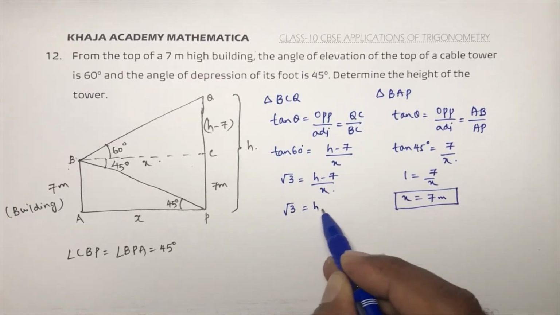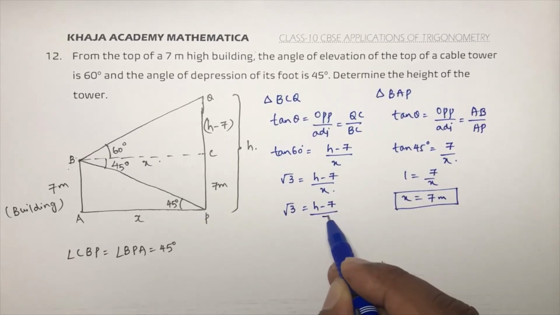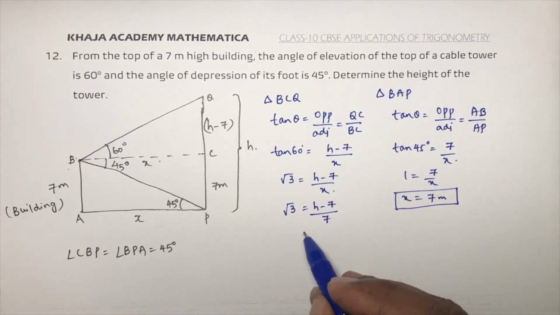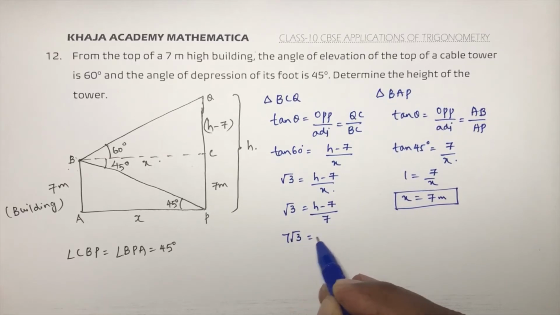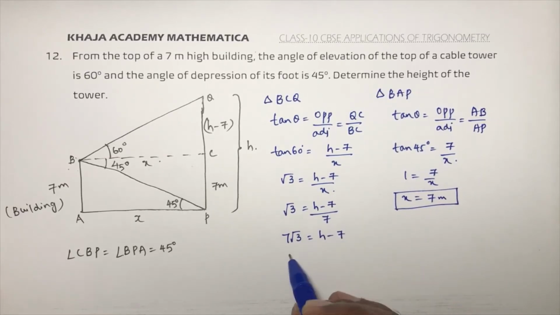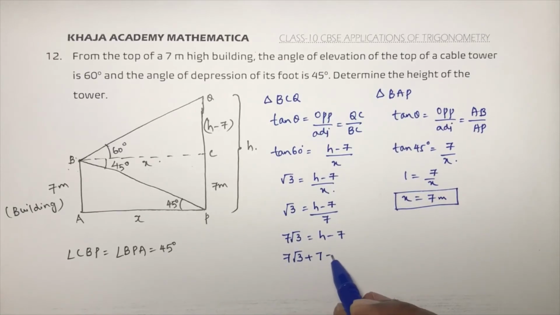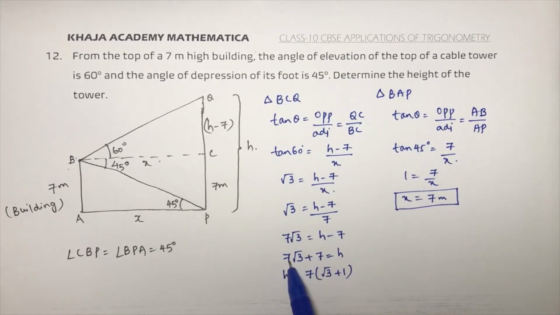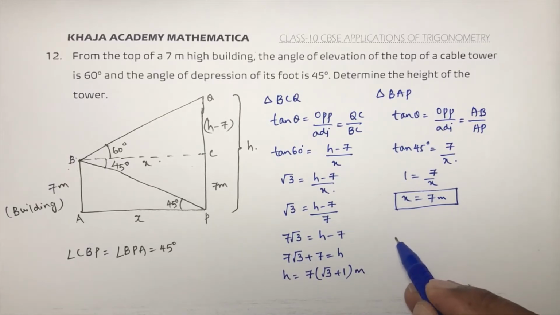Root 3 equals (H minus 7) by X, and the X value is 7. Now cross multiply. 7 root 3 equals H minus 7. So on transposing, 7 root 3 plus 7 equals H. H equals 7 if you take common, root 3 plus 1. So the height of the tower is 7 into (root 3 plus 1) meters.